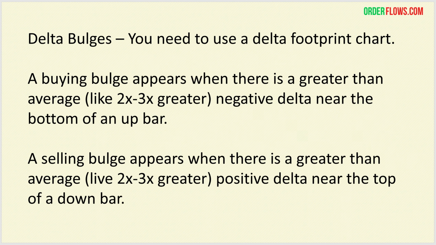All right, so with delta bulges, you need to use a delta footprint chart. A buying bulge appears when there's greater than average, like 2 or 3 times, even more greater negative delta near the bottom of an up bar. Or a selling bulge will appear when there's greater than average positive delta near the top of a down bar.